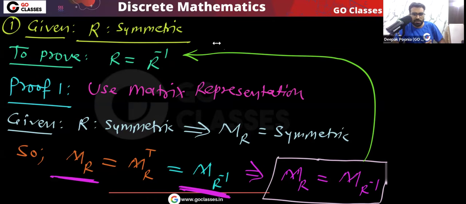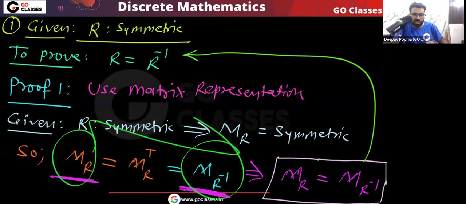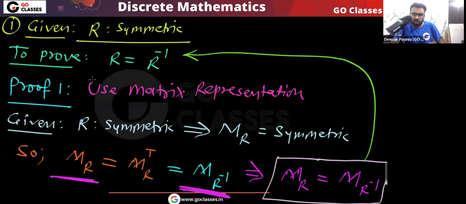Very easy proof. Did you like it? I think very easy. Using matrix representation very easily you can prove, because R is symmetric, so the matrix will be symmetric, and for symmetric matrix the transpose will be same as the matrix. And you already know the transpose of matrix of R, that is same as matrix of R inverse. So matrix of R, matrix of R inverse, they are same. So R is same as R inverse. This is the proof one.